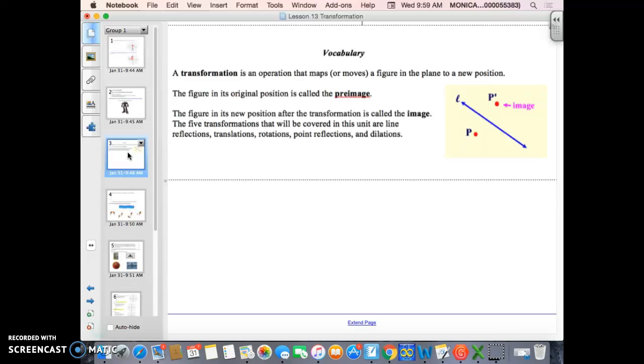So some key vocabulary words that you need to know: a transformation maps or moves a figure around a plane. When the figure is in its original position, it's called a pre-image, and after you move it, it's called the image. Here you'll notice that the pre-image was here, and then we reflected it across to the image. Okay, and there are several different types of transformations.